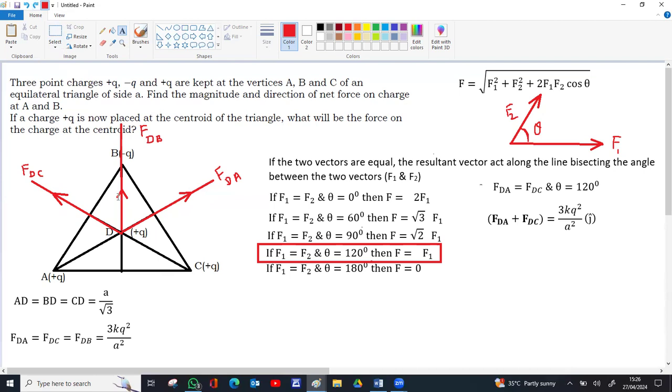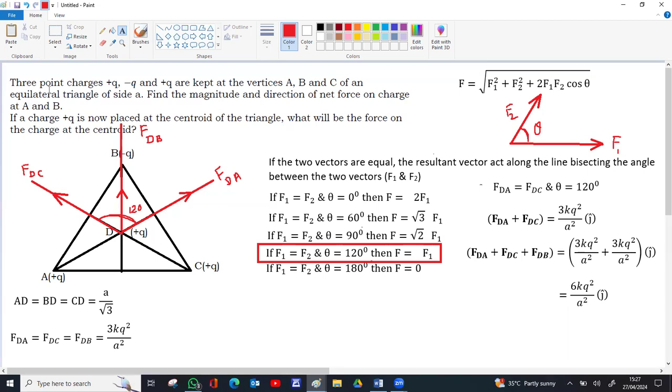Now this resultant of FDC and FDA is to be added with FDB. FDB is also 3kq square by a square, which acts along JK. So FDA plus FDC is along JK. FDB is also along JK. If two vectors are in the same direction, simply add. So 3kq square by a square along JK is FDA plus FDC. Even FDB also will be 3kq square by a square. So total will be 6kq square by a square. So that's the net force on the particle at D.